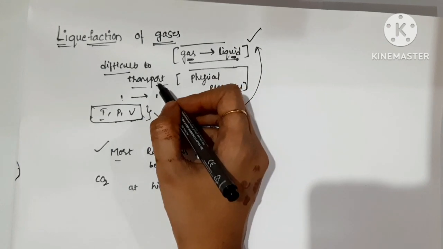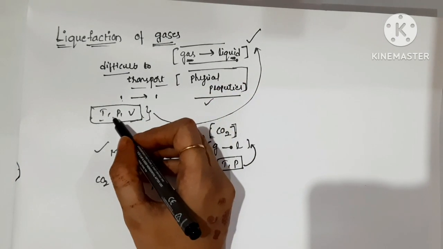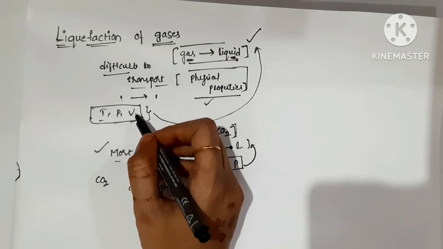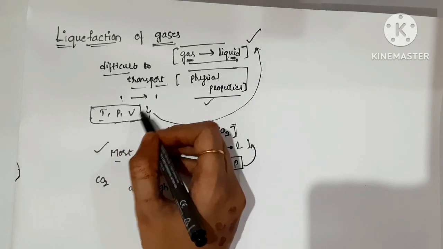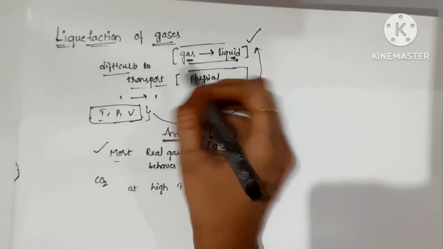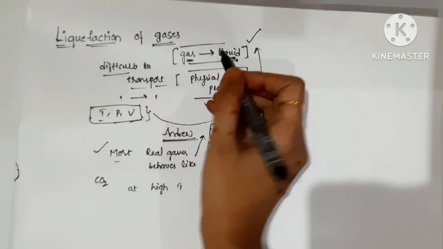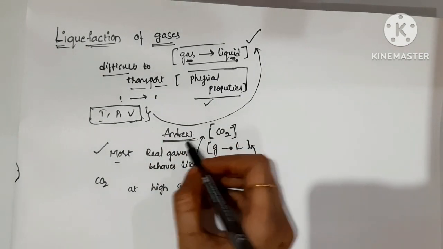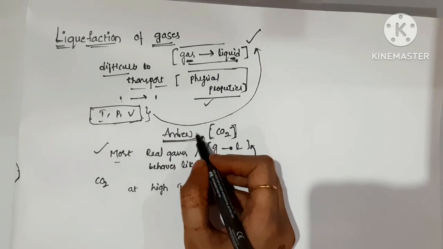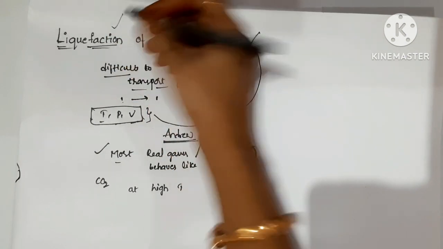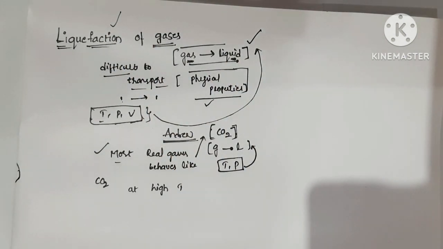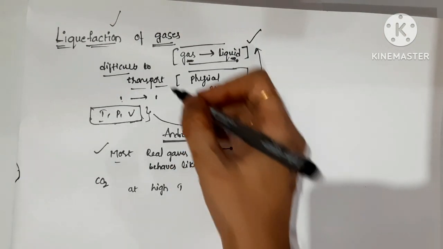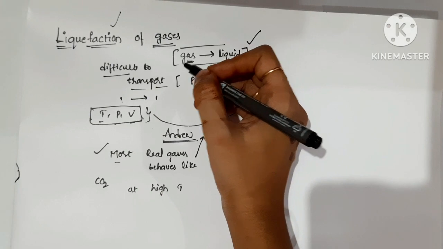This transformation is generally affected by these factors: temperature, pressure and volume. These factors affect the transformation from one state to another state. Thomas Andrews first discovered this experiment, liquefaction of gases.